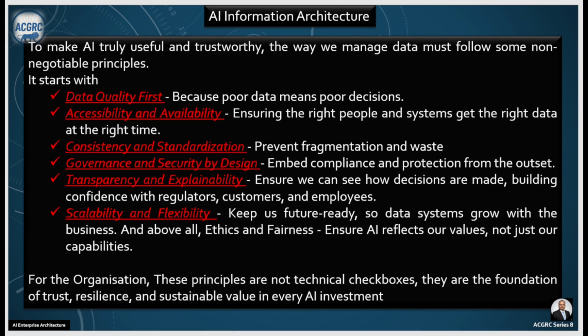The fifth principle is transparency and explainability, which is to ensure we can see how decisions were made. This is to build confidence with regulators, customers, and employees. The sixth principle is scalability and flexibility, which is to keep us future ready. So, data systems grow with the business.